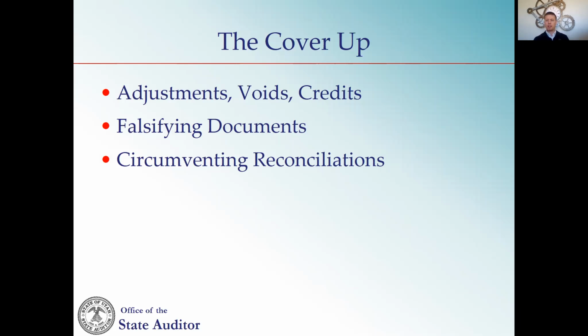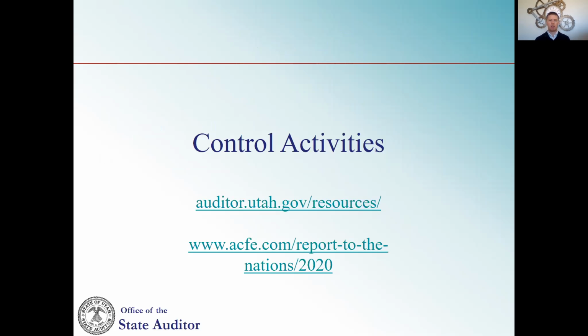So that's kind of the basis of why we have that fraud risk assessment, to address that fraud triangle. The fraud risk assessment itself is available at auditor.utah.gov/resources. There's a section for fraud. There's an implementation guide, and there's the actual questionnaire. The other link that's here is the ACFE's Report to the Nations for 2020. It has some different things that are really interesting if you want to look at them.